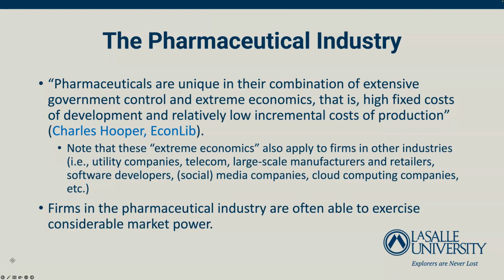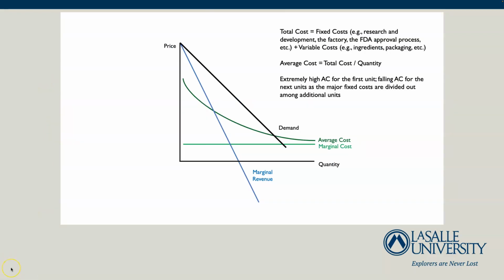Here, all of these industries have relatively high upfront cost of infrastructure investment, of capital acquisition and expenditure, but relatively low marginal cost of production. So we also know that firms are able to exercise considerable market power, that is to raise price well above those incremental costs of production. Here we have a downward sloping demand curve and a downward sloping marginal revenue line facing a pharmaceutical company.